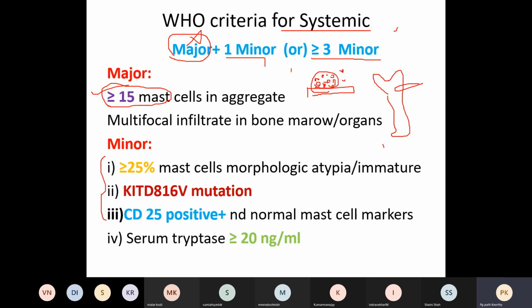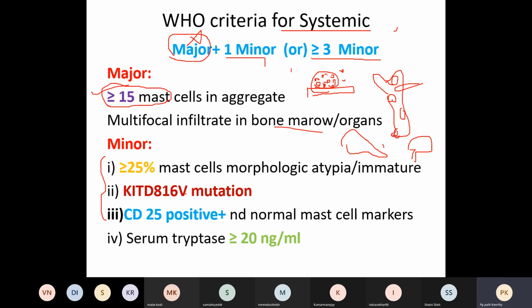That is the first point. And it should be multifocal, here one place, here one place. Not only bone marrow, it can be any organ also, like liver or kidney. How many cells make a cluster? Few people can say two cells is a cluster, for me it can be 4 cells. So there should be transparency, and that's what WHO made: 15 or more cells in a cluster.